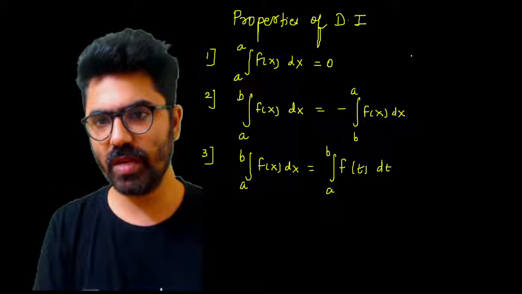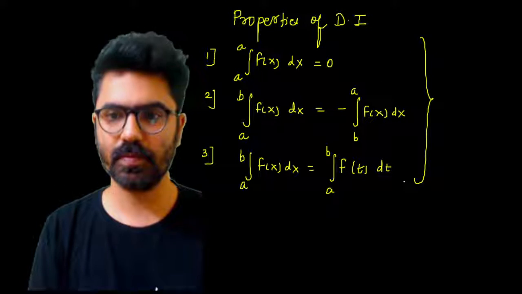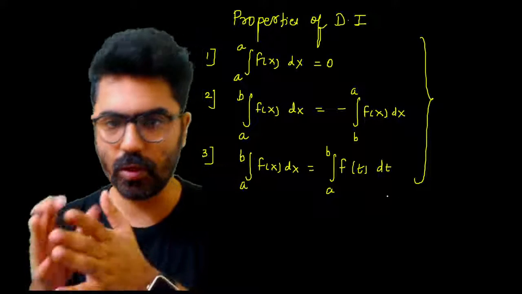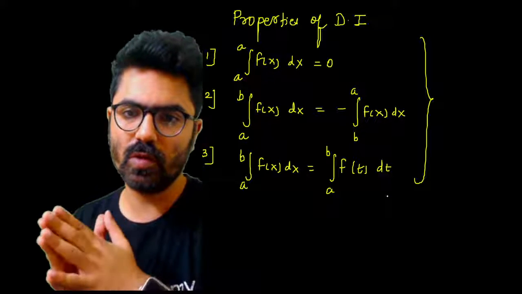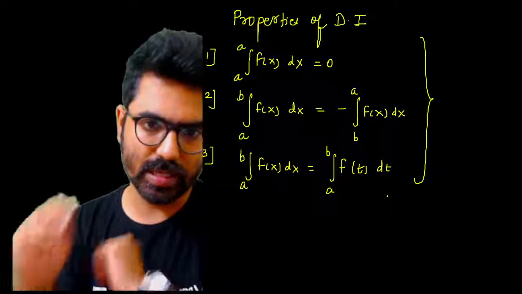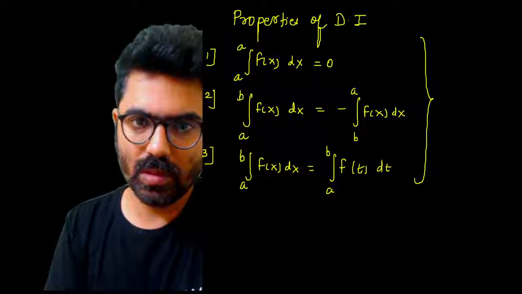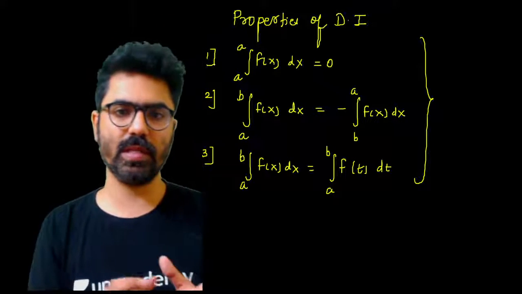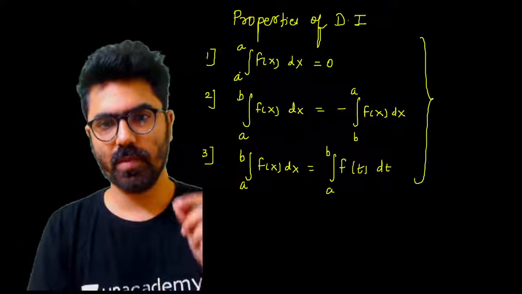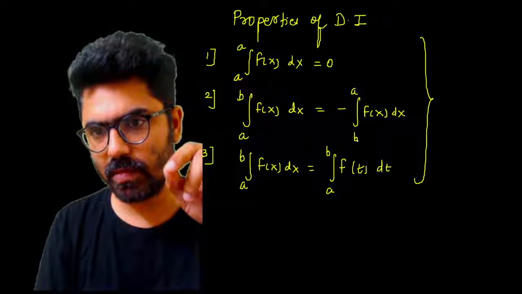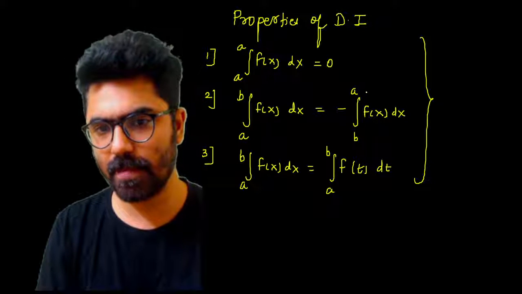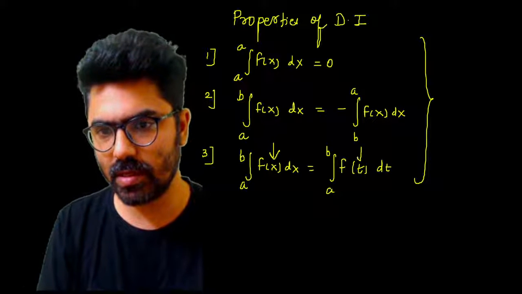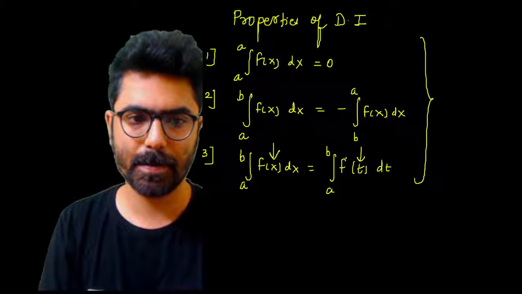So these are the three very basic properties and also very important, but the majority of questions come on the properties which we are going to take on the next slide. Okay, so I'll just go through these properties again. a to a of f of x dx is 0, a to b f of x dx equals minus b to a f of x dx. And if a to b f of x dx is there, instead of x you can write t.